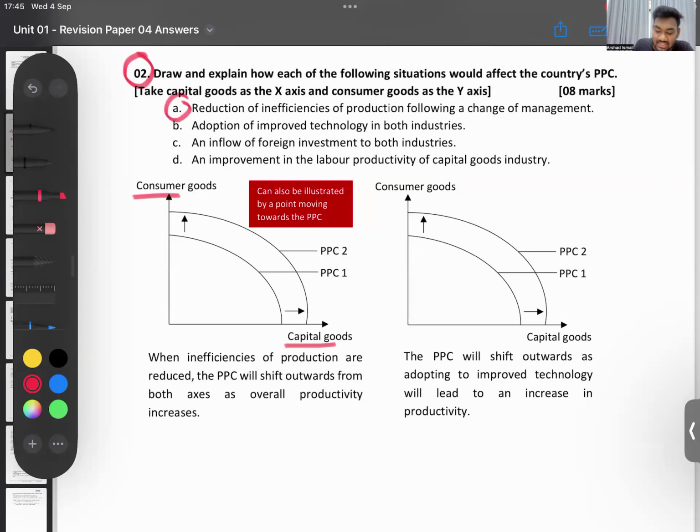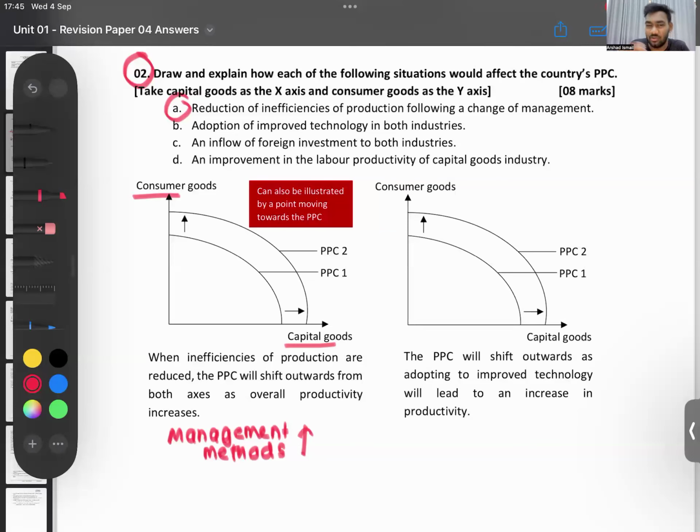And then the first one they say is reduction of inefficiencies. Reduction of inefficiencies of the production following a change in management. So maybe the senior management of the company has left. Now there are new managers. So what has happened? Ideally, the management methods have got better. Remember, management methods was a determinant of productivity, under factor productivity. So here the management methods have got better. So you can show that with a shift of your PPC.